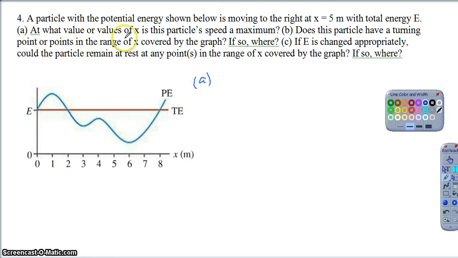So for part A, at what value or values of x is the particle speed at a maximum? Well, we know that the speed is going to be at a maximum when the kinetic energy is at a maximum. And the kinetic energy is going to be at a maximum when the potential energy is at its minimum, right? So the kinetic energy is going to be at its maximum when the potential energy down here is at its minimum for the whole graph. So that's going to occur at 6 meters, right? So the maximum speed is going to occur when x equals 6 meters. And that is the only location.